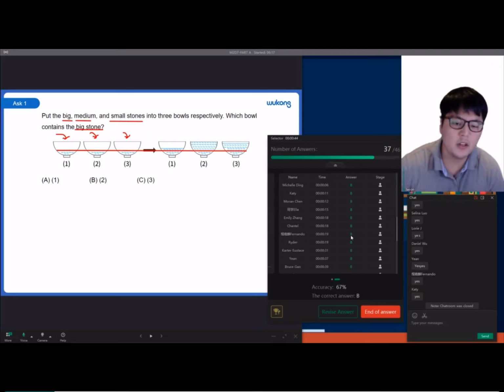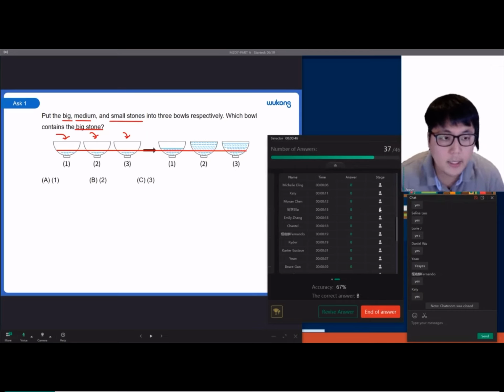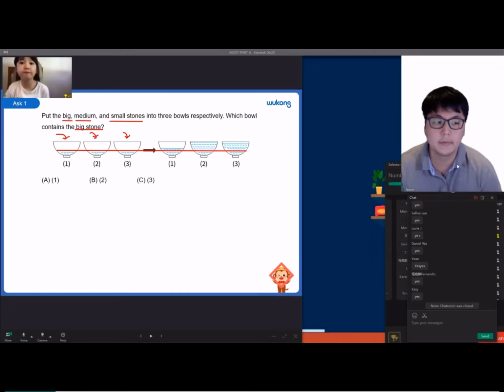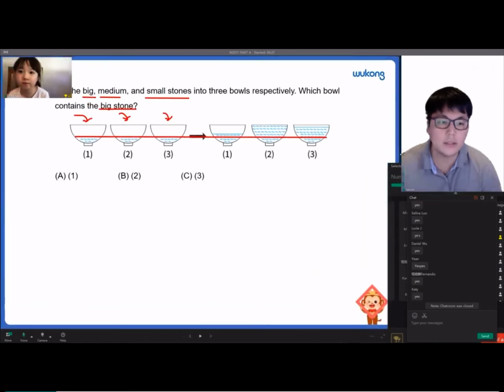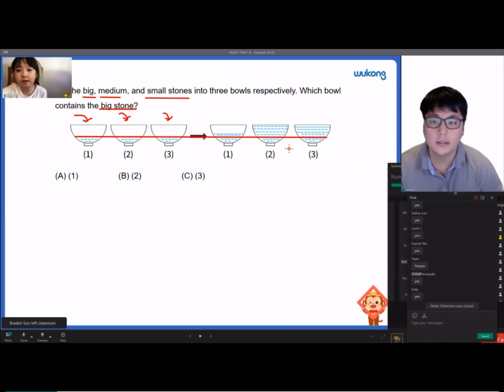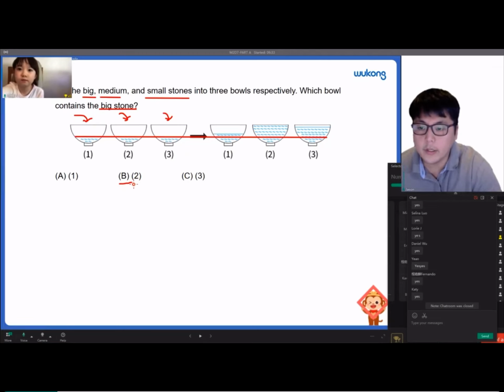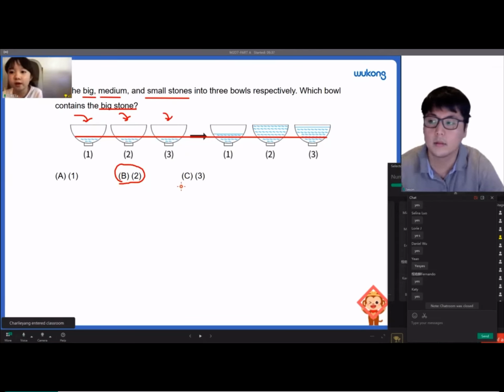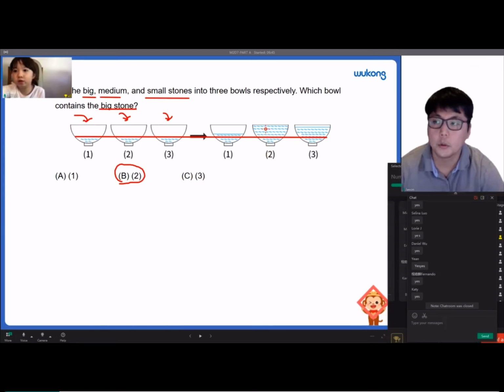Okay, guys, I'm going to ask Ella. So, Ella, can you explain how you did this question? Hello, Ella. Hi. So, what do you think the answer is? I think the answer is B. Yeah, why do you think that's the answer? Because in number 2, it has the biggest difference to the other 2.